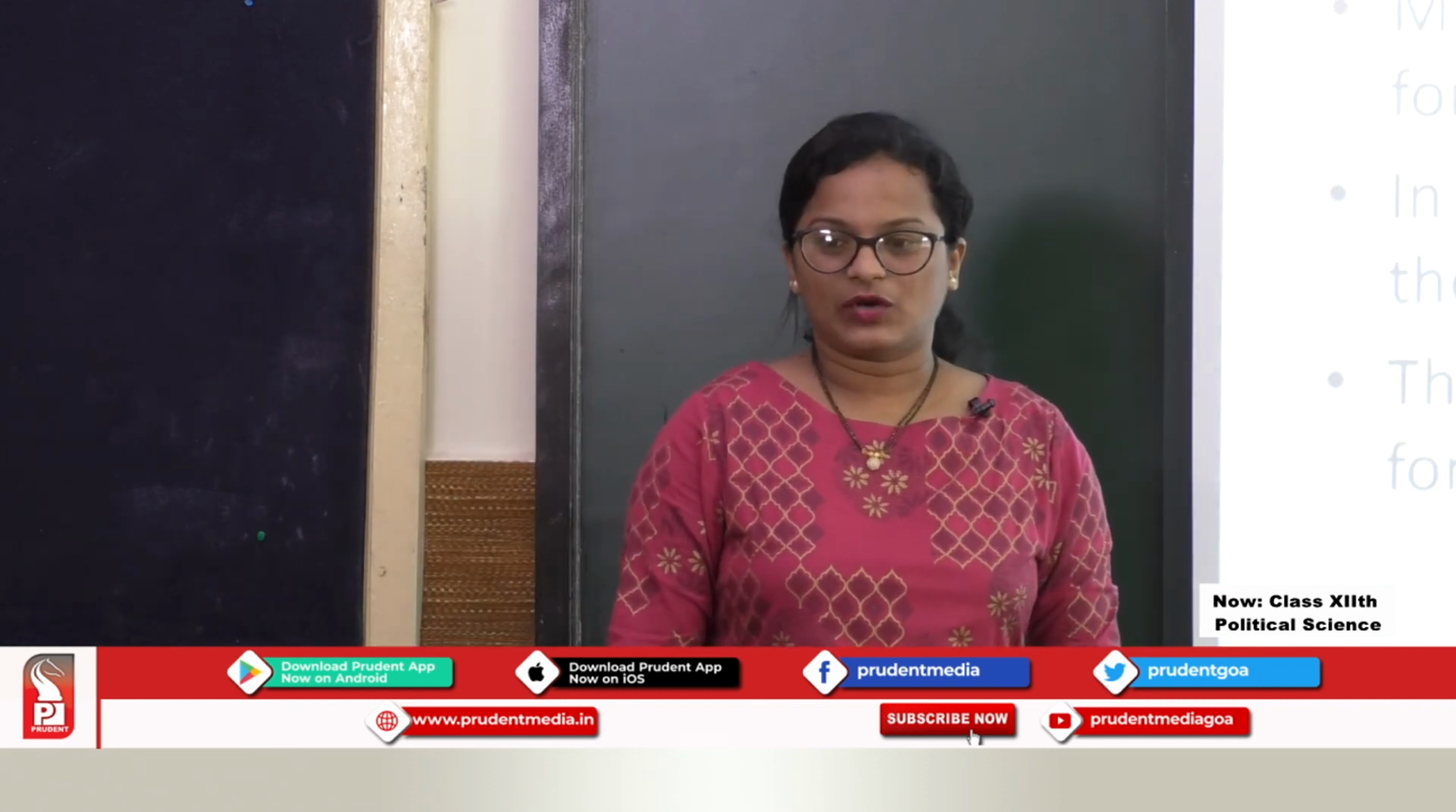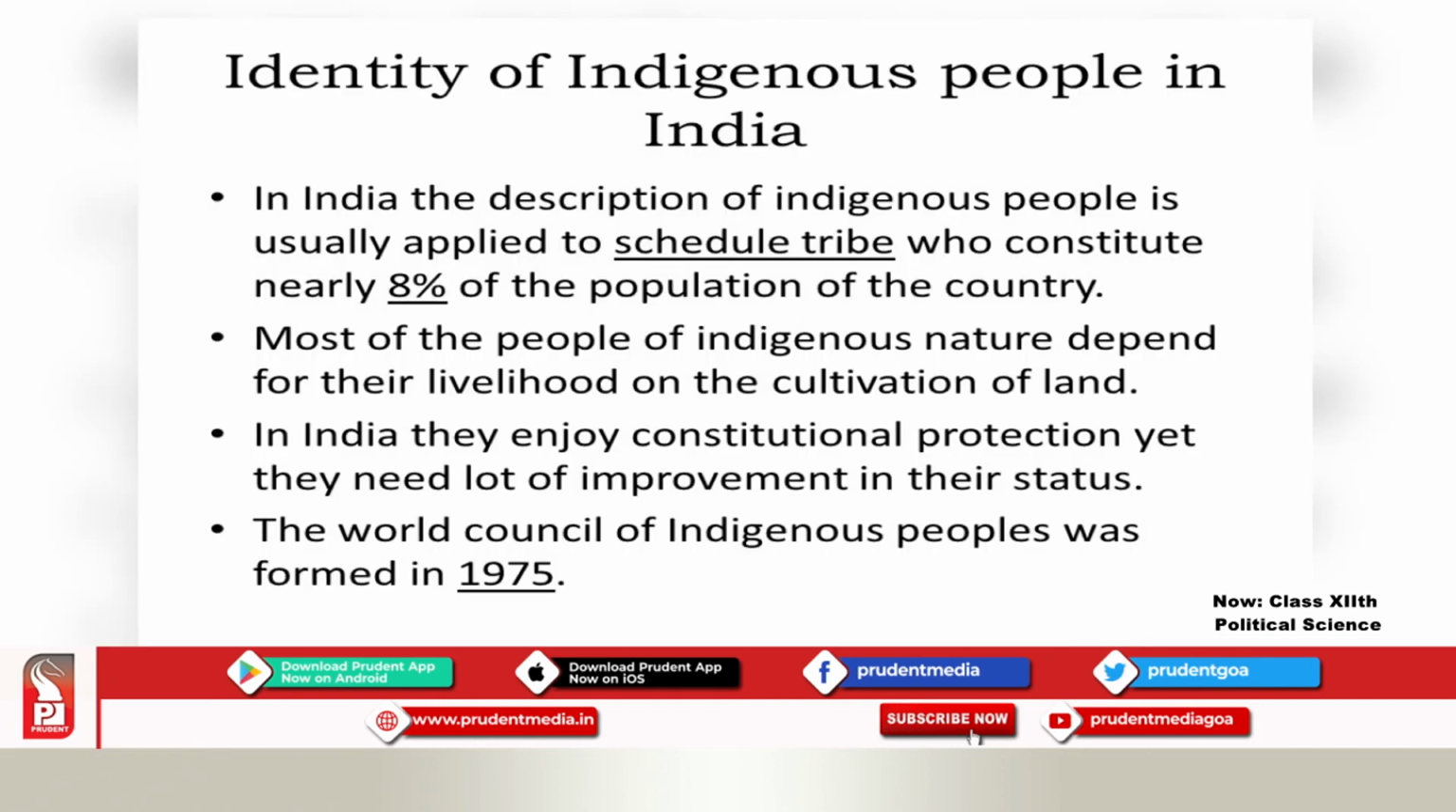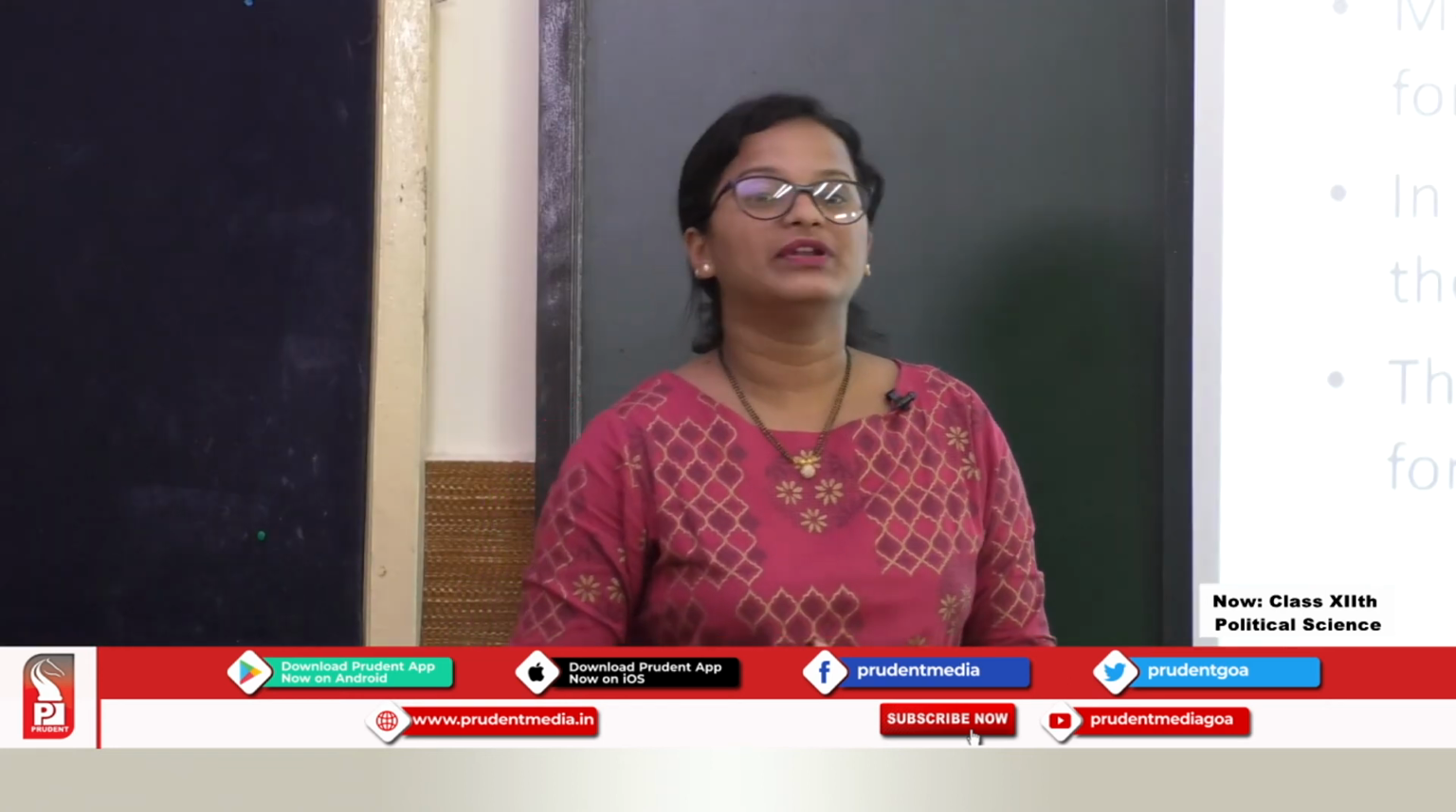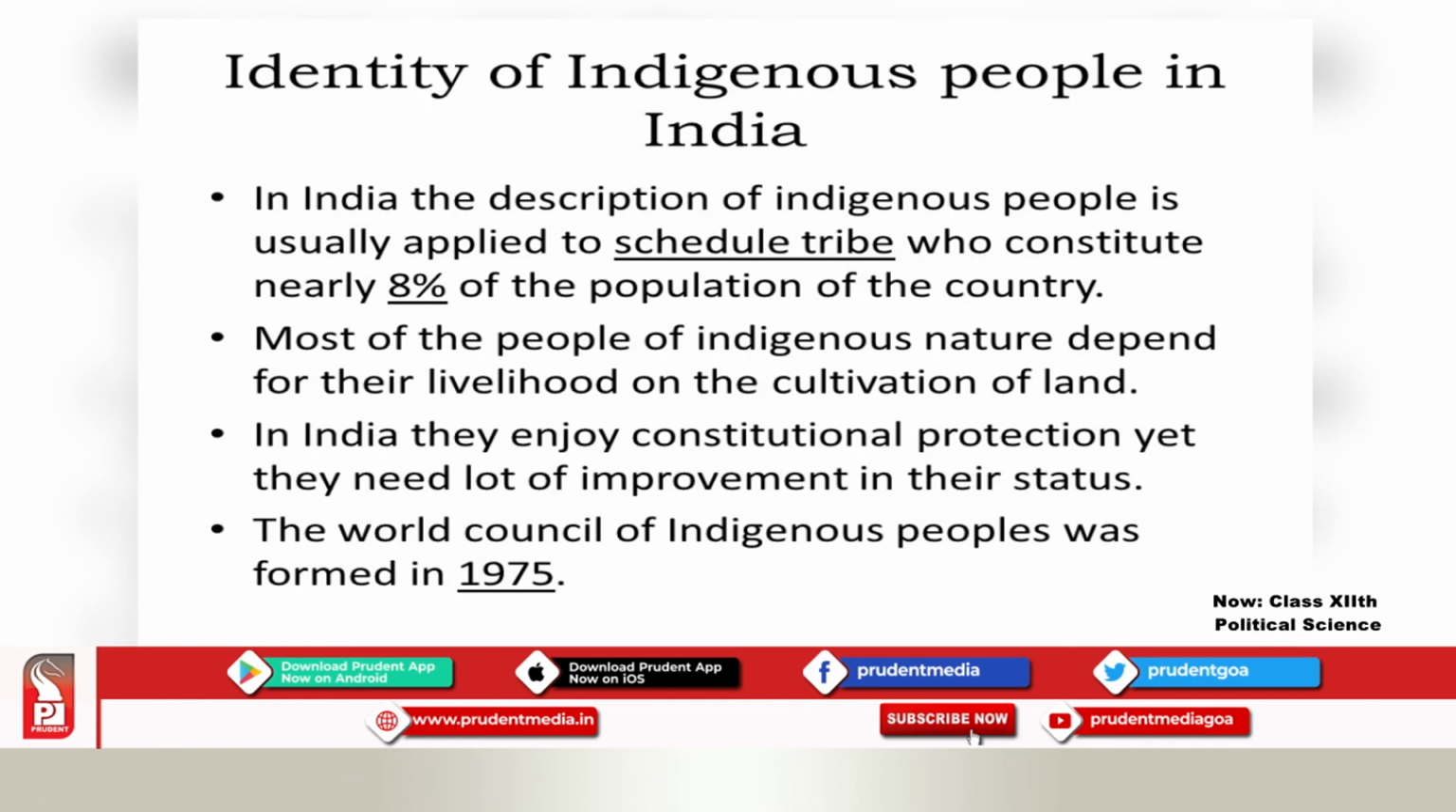Then, moving on to the last topic, the identity of indigenous people in India. We are learning about indigenous people in India. In India, the description of indigenous people is usually applied to Scheduled Tribes. Remember this, they constitute nearly 8% of the population of the country. How many percent? 8%. Most of the indigenous people depend for their livelihood on cultivation of land, that is agriculture. Most of this population is engaged in agriculture and such activities.